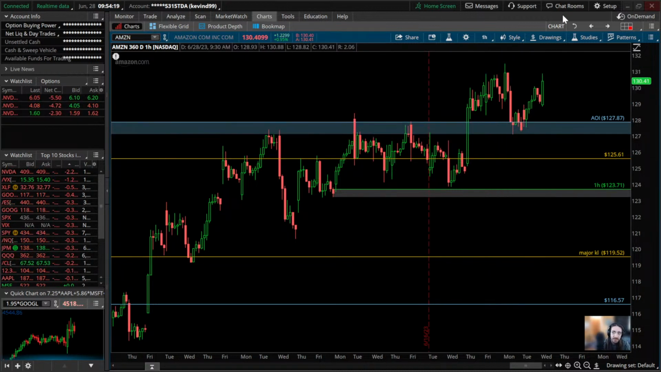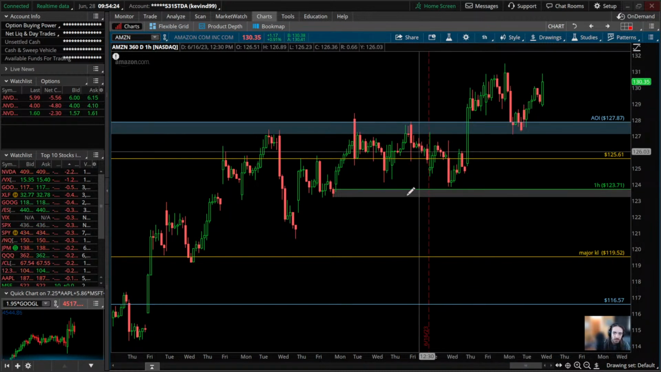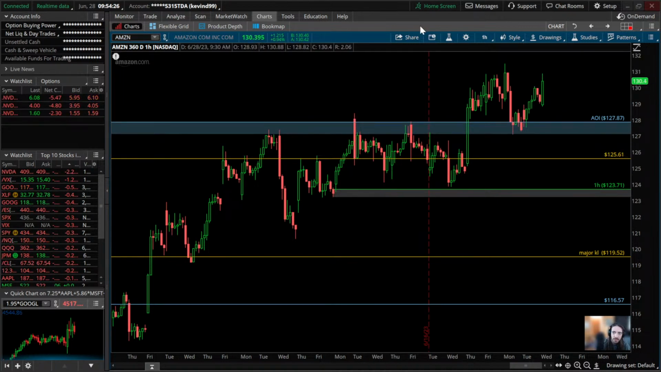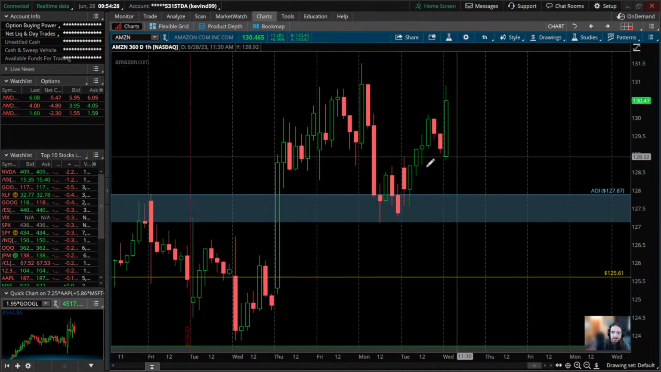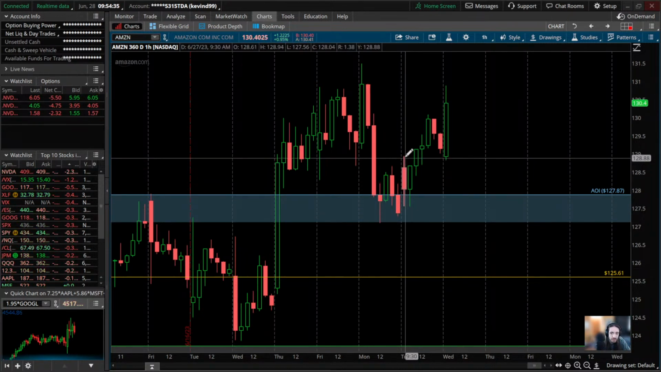All right, let's see. So, had that area of interest. I'm not seeing much of a 1 hour demand or supply over here. If anything, maybe this one right here because we had an engulfing, but this engulfing wasn't too strong because look, we didn't go over the wick.